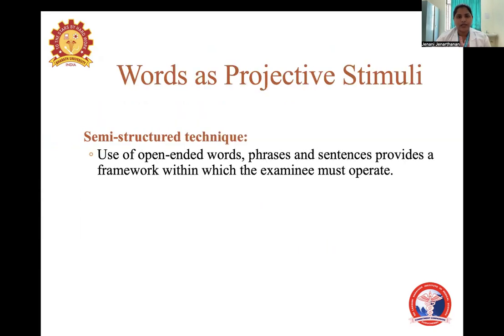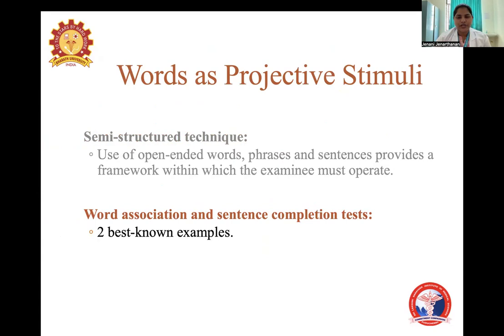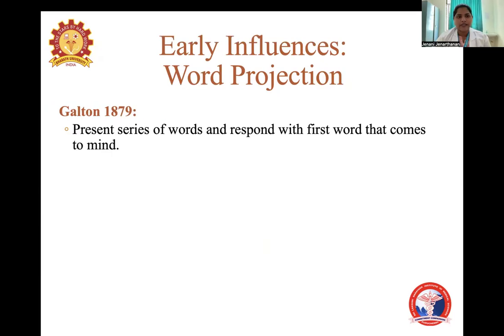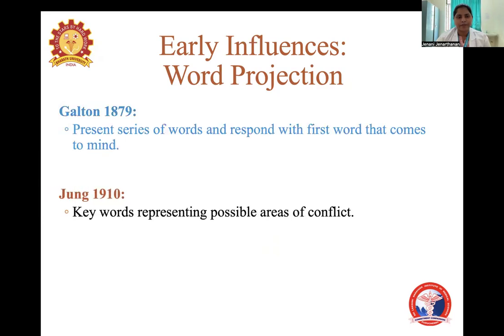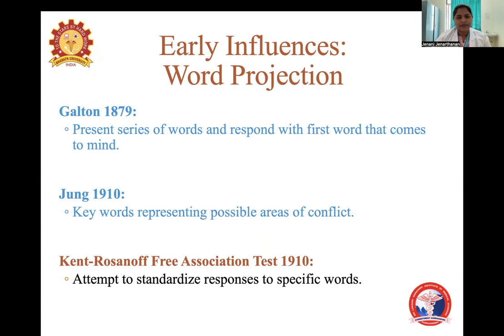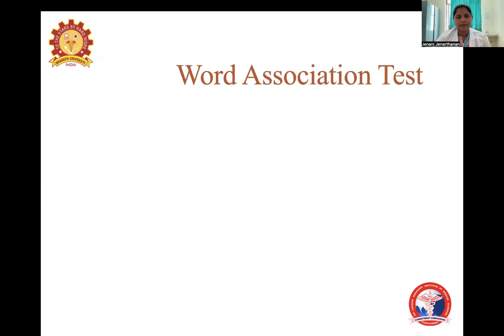Multiple choice questions, fill in the gap. Words as projective stimuli are a semi-structured technique, using open-ended words, phrases, and sentences that provide a framework within which the examinee must operate. Word association and the sentence completion test are the two best known examples. Early influences on word projection: Galton in 1879 presented a series of words and asked for the first word that came to mind. Jung in 1910 used key words representing possible areas of conflict. Kent-Rosanoff free association test in 1910 attempted to standardize responses to specific words.